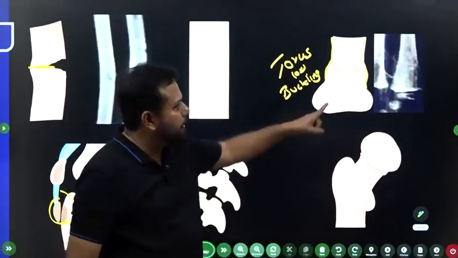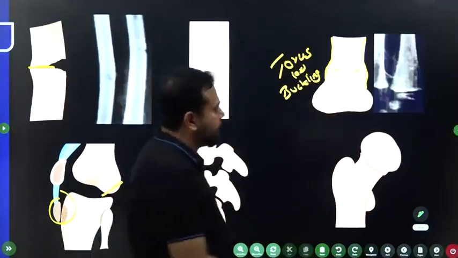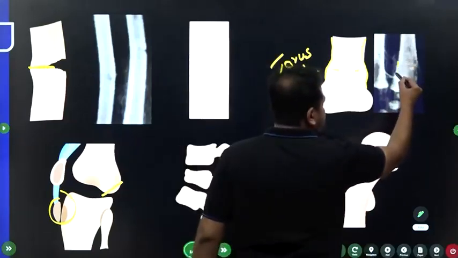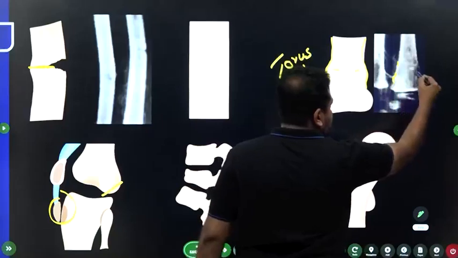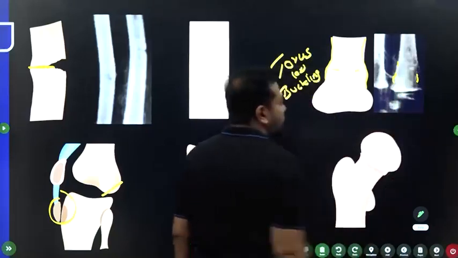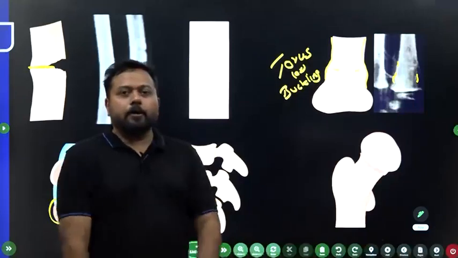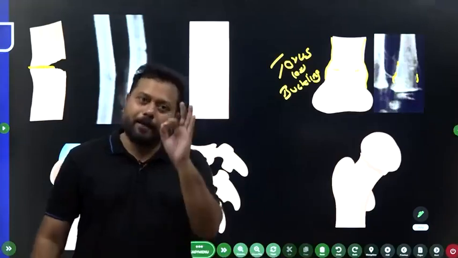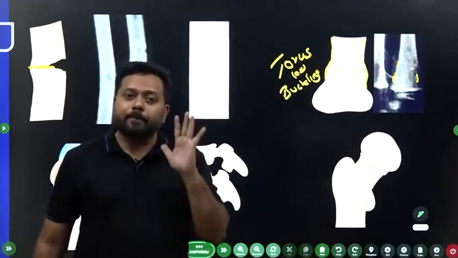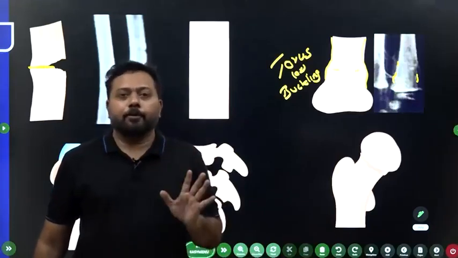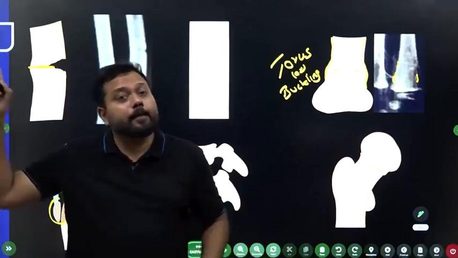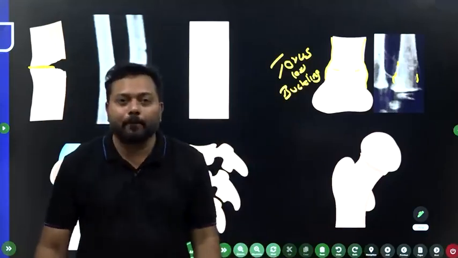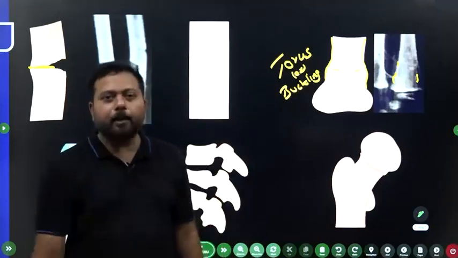Torus or buckling fracture. Look at the X-ray. That's a real X-ray of one of my patients. You see here, in this place, a small buckling is there. Okay, so torus or buckling fracture. It exclusively happens in a child before epiphyseal closure, exactly like your greenstick fracture. This happens in a child before epiphyseal closure. I said greenstick fracture is more common in forearm bones. This torus or buckling fracture is more common in weight-bearing bone, especially the tibia, lower tibia.